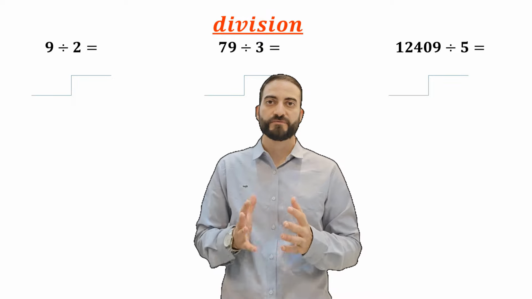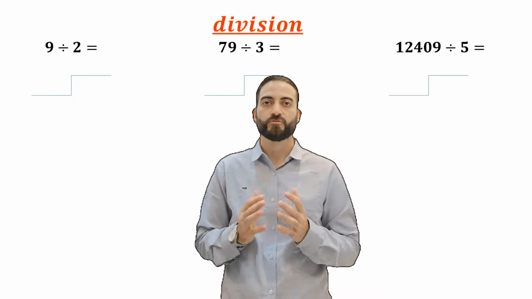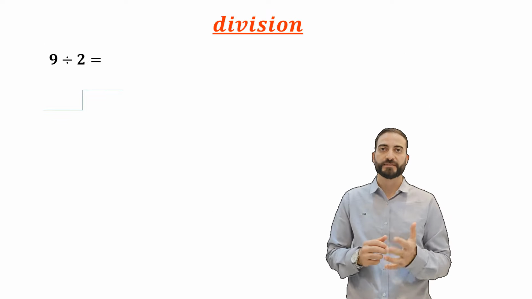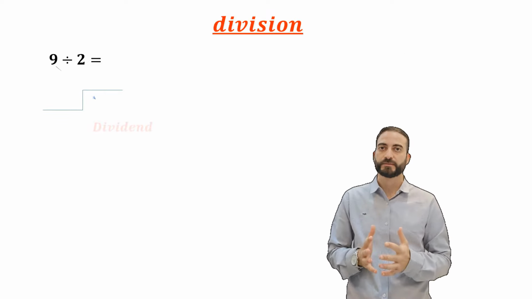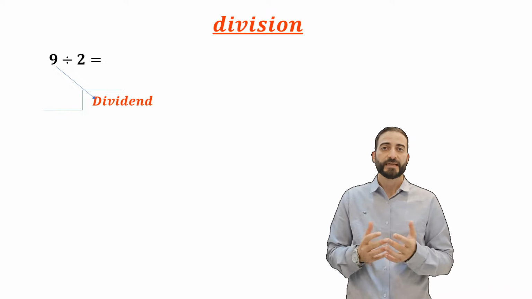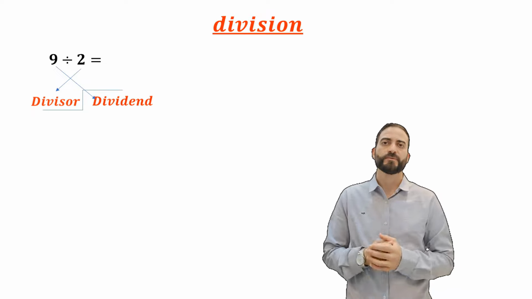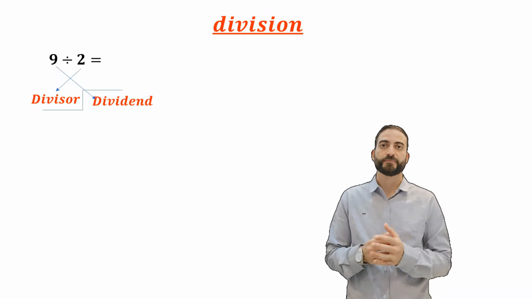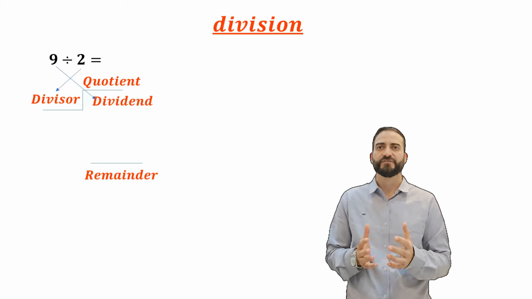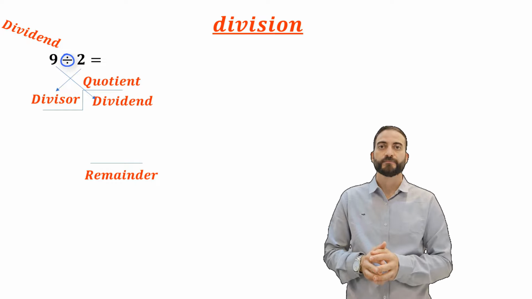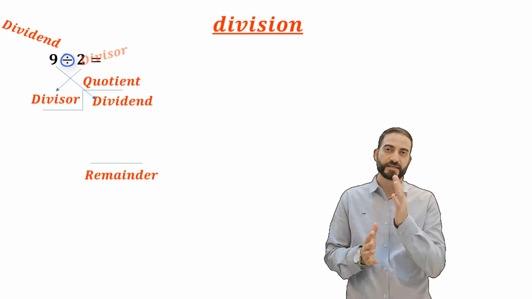Hello everyone, in this video we will talk about division and we will start with division by one digit. Here we have 9 divided by 2. This means that the dividend is 9, we must put it here, and the divisor is 2, we must put it here. And the quotient and remainder will appear with us.